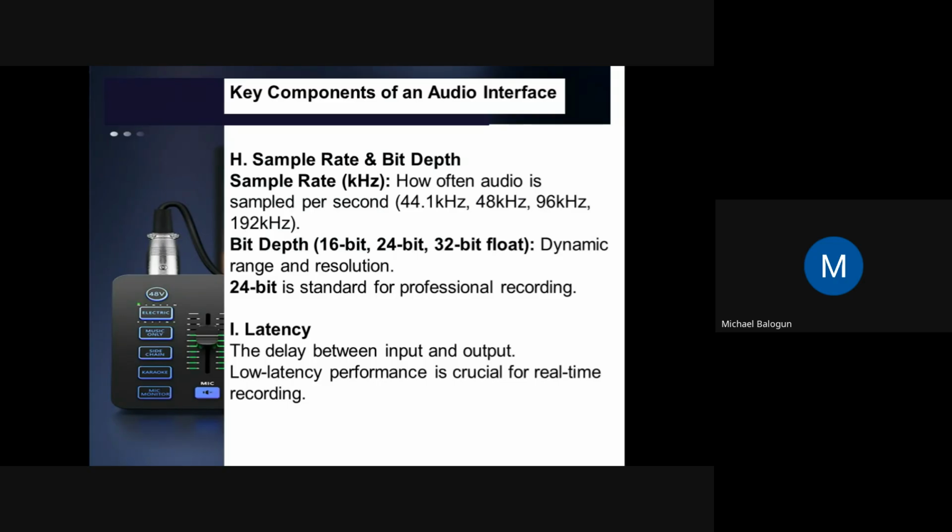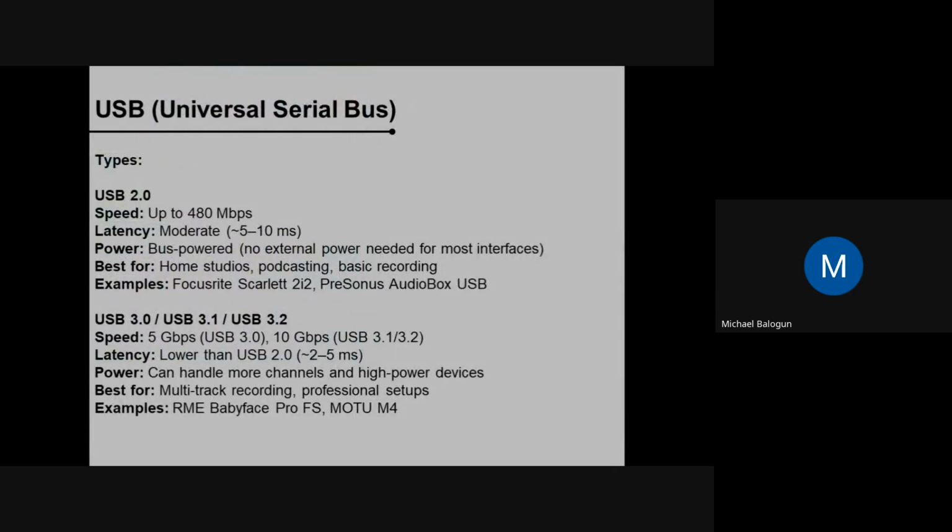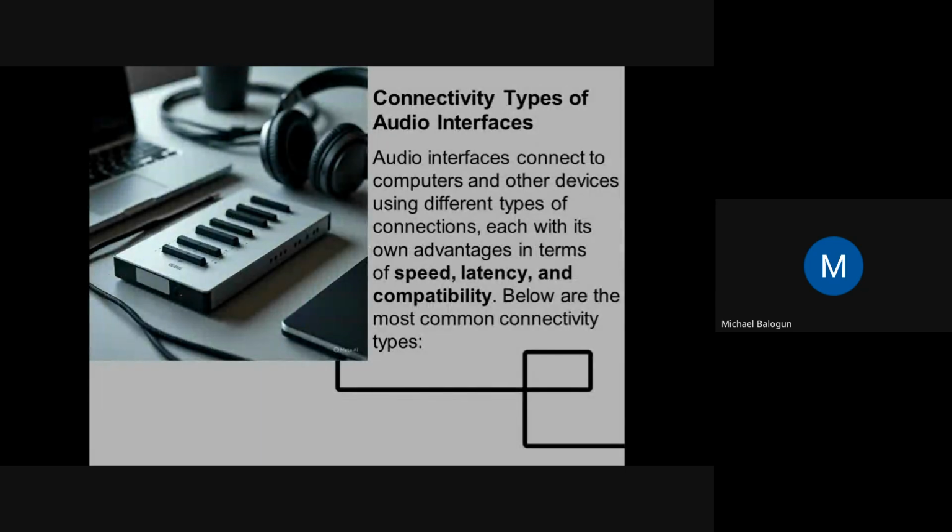The latency, I've talked about latency, is the delay between input and output. Low latency performance is crucial for real-time recording. Now, connectivity. The audio interface connects to computers and other devices. I've mentioned it, each with its own advantages in terms of speed, latency, and compatibility. There are also compatibility issues. There are some devices that will work with Mac that will not work with Windows, and some will work with Windows but not with Mac. When you are choosing devices, and we'll get to that, you need to pay attention to this.